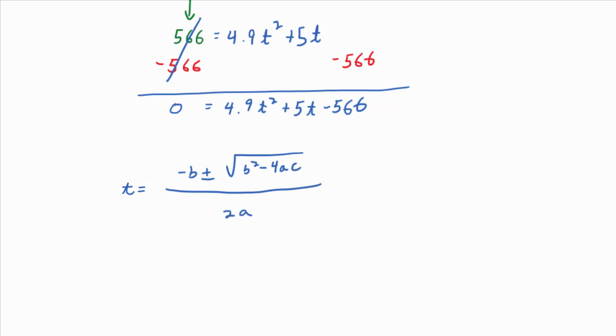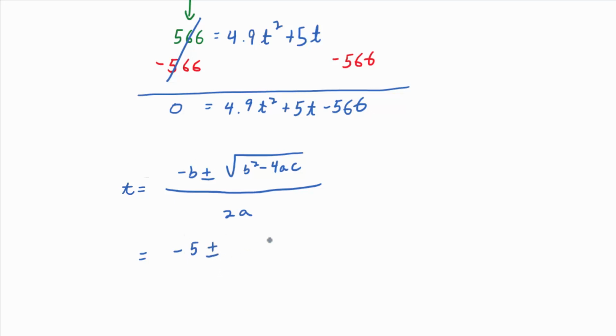Okay, I want you guys to just in your heads identify a, b, and c and then tell me how to plug them in. What do we get? Is it 5 or negative 5? Negative 5, right? Because b is 5, so opposite of b, negative 5.